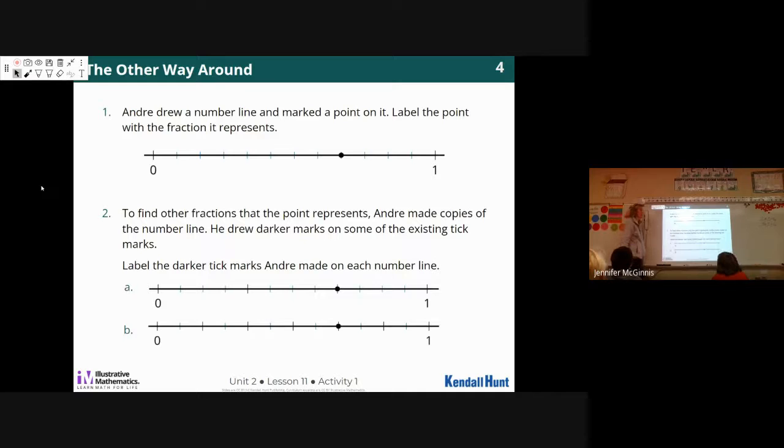Here is our lesson for today. Andre drew a number line and marked a point on it. Label the point with the fraction it represents. Who can look at this fraction and tell me what this point is?